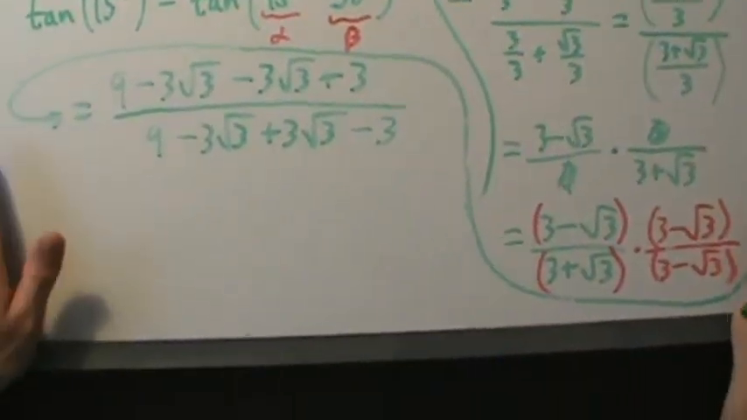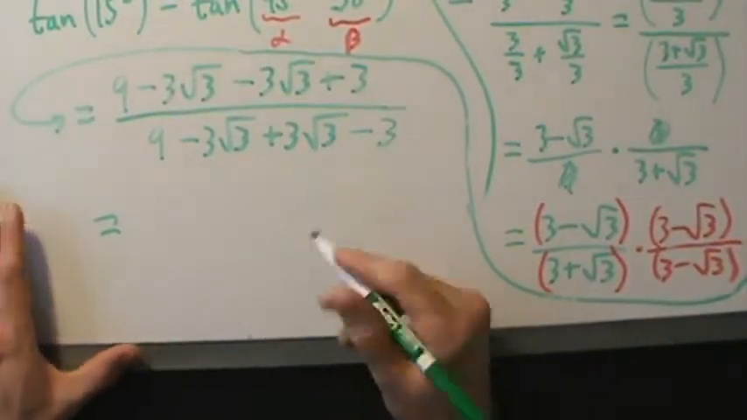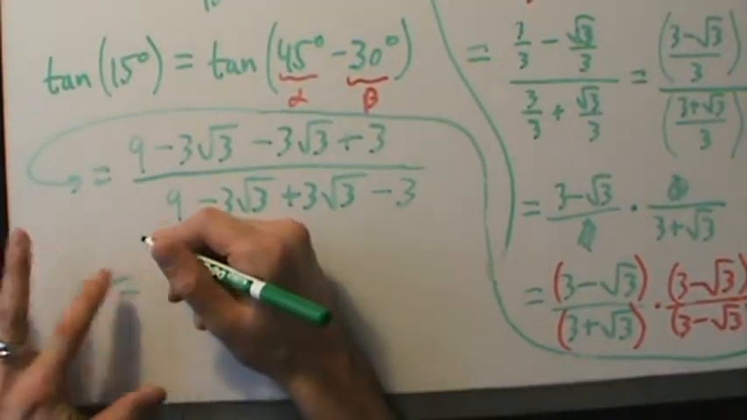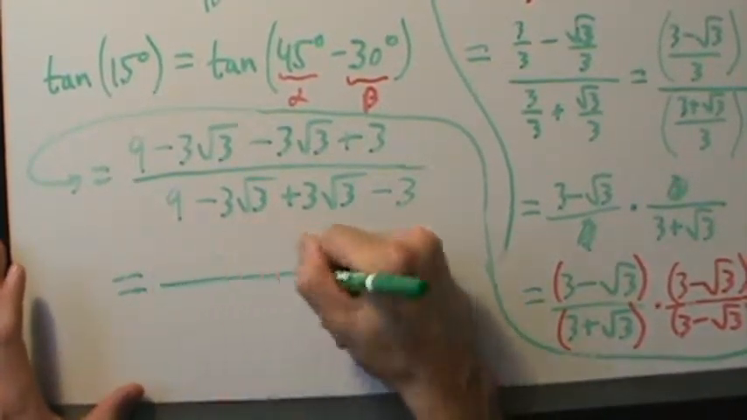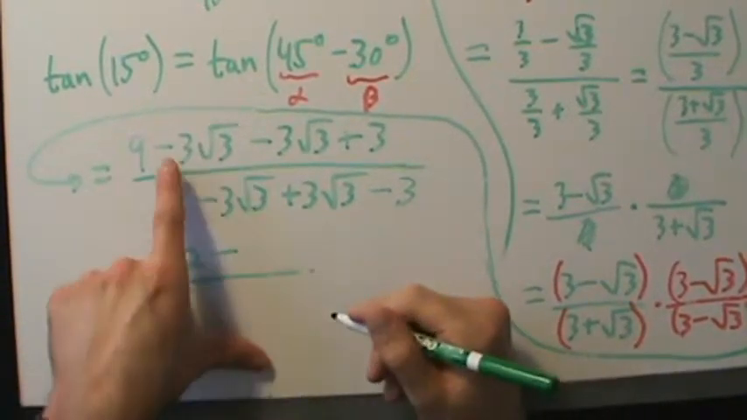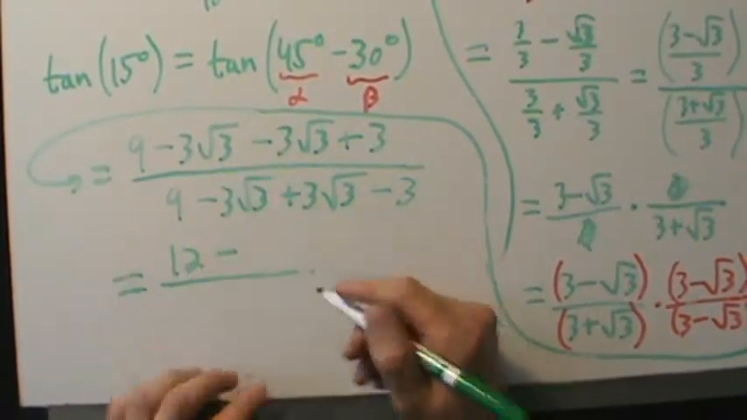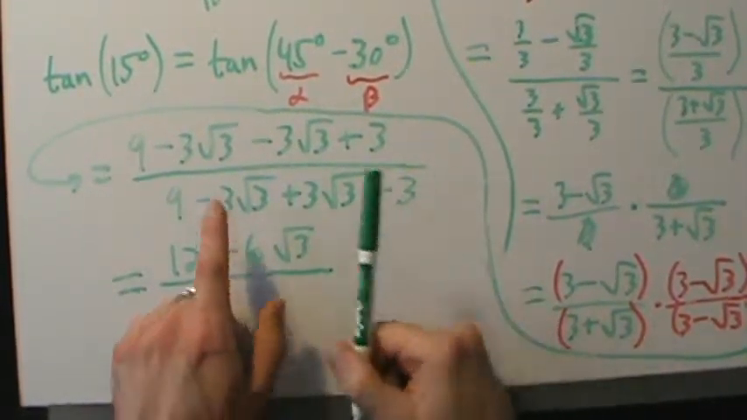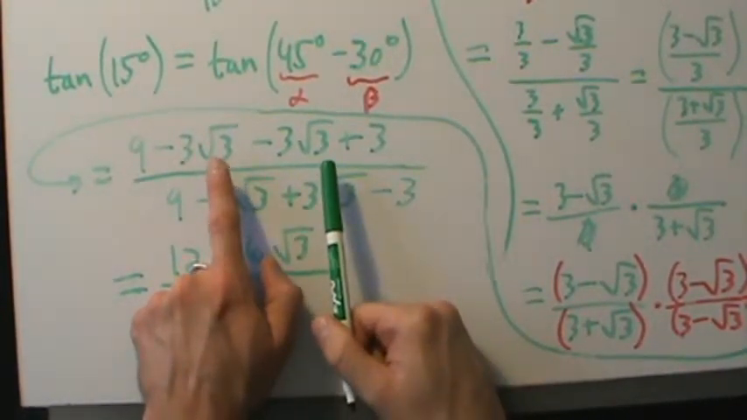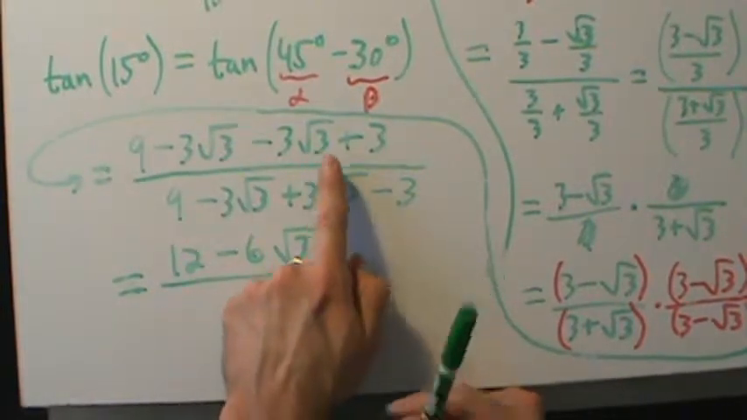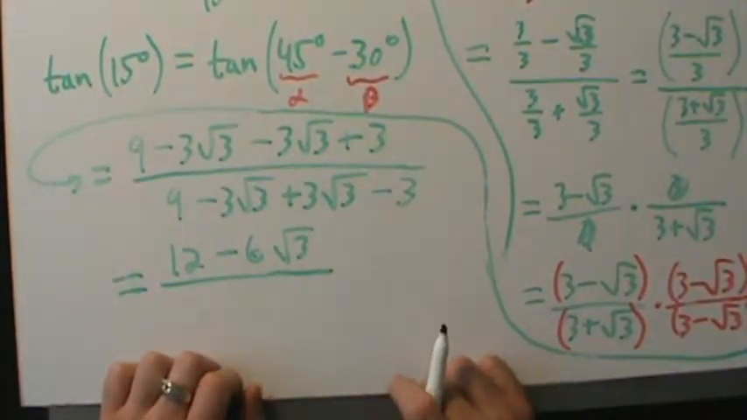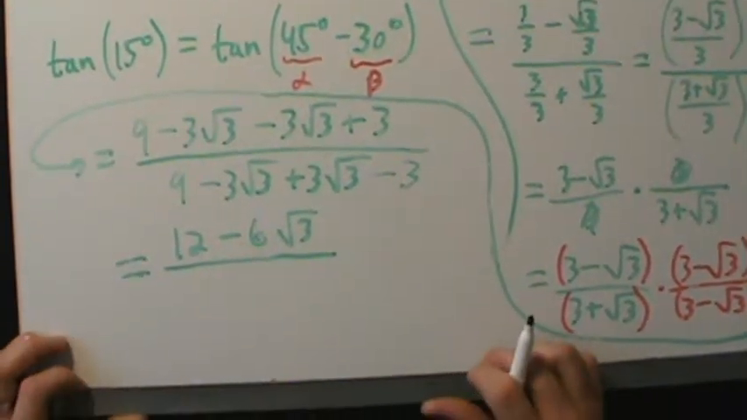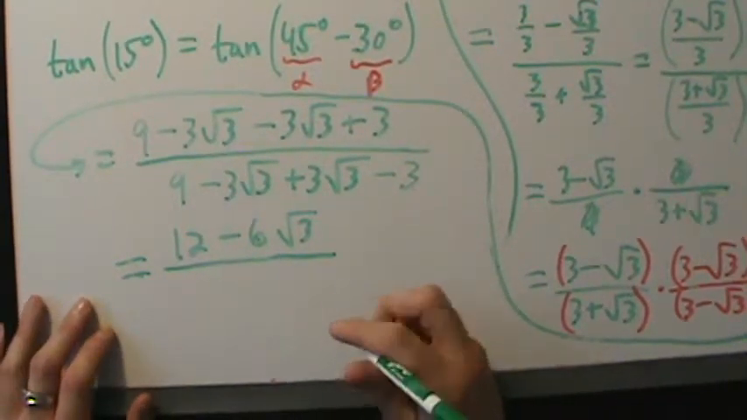Okay? So then when we simplify everything, we end up with, on the top, 9 plus 3 is 12. Minus 3 root 3, minus 3 root 3, so that's going to be minus 6 root 3. Okay, so remember, we can combine them like that because it's the square root of 3. If this were square root of 3 and this was square root of something else, we could not combine them at all. But since it's square root of 3, we can combine them like this. Okay, so that takes care of the top, and then on the bottom, what happens?